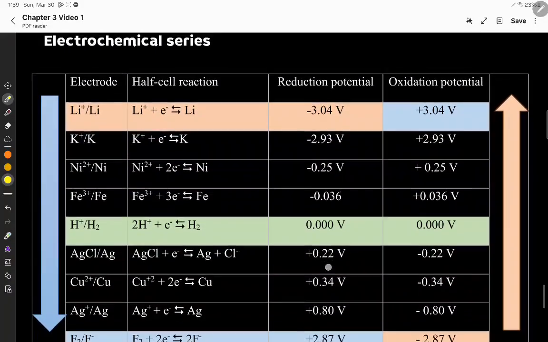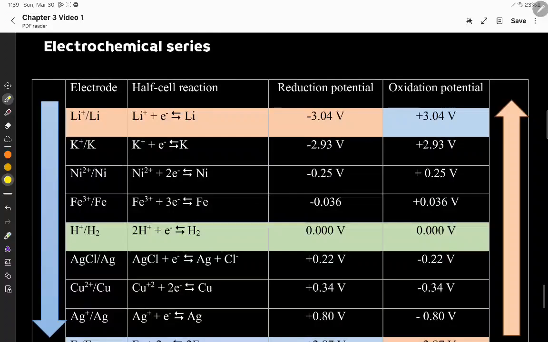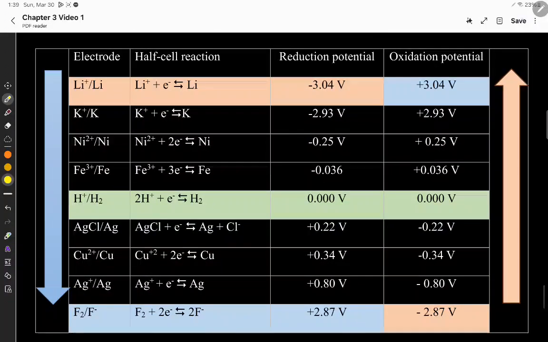Here, we need to have a look at the electrochemical series. I just put here some of the values of the reduction potential, oxidation potential of some substances to know how we understand this series when we read it or determine the value. If we look up here, we have lithium. The reduction potential of lithium is negative 3.04. And if we look down at the bottom here, we have fluorine. The reduction potential of fluorine is positive 2.87.